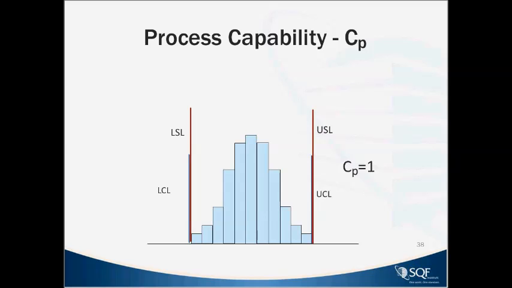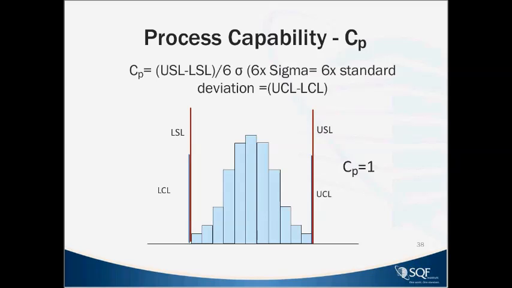And I'll show you how we calculate that. So this is the formula for Cp. Basically, the numerator, the top part, is your upper spec limit minus your lower spec limit, and the denominator, the bottom, is 6 times the sigma value.